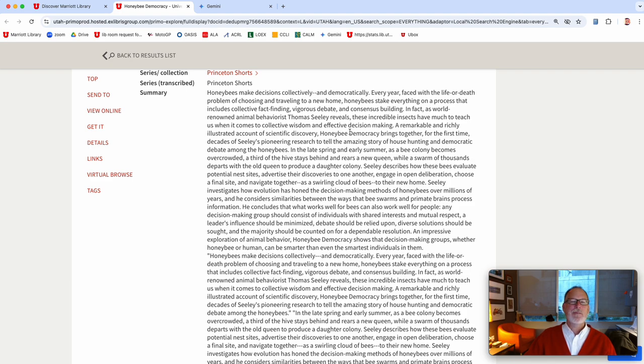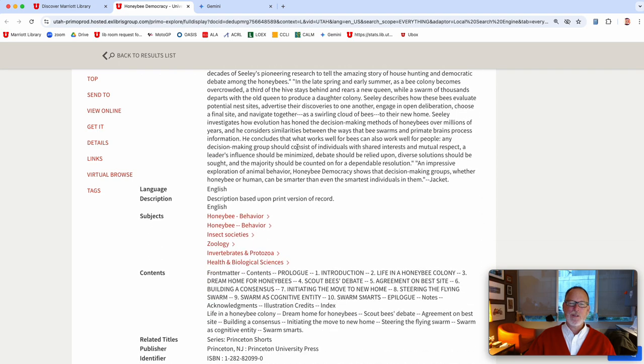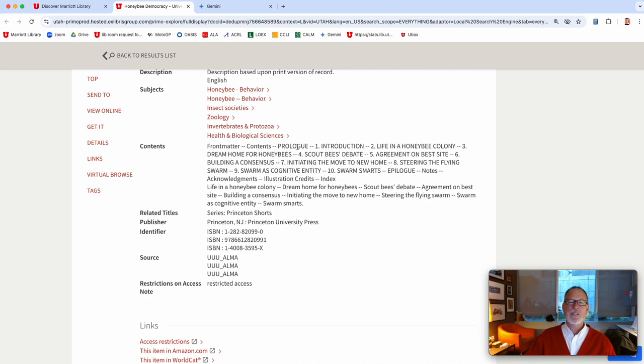There's choosing a new home. Apparently, they have debate, consensus building, democratic debate among the honeybees. I don't know how they do this, but I imagine you can cruise through. Here's a table of contents. So it seems like they live together and they don't have an independent idea.